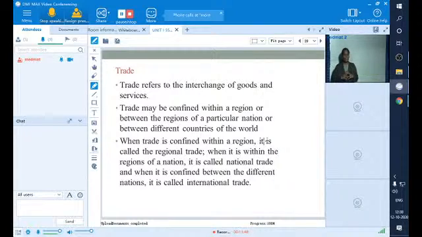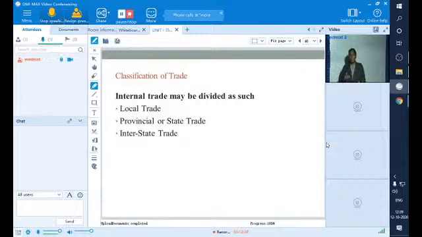When it is within the region of a nation, it is called national trade. So when we trade within a region, we can say it is regional trade, otherwise we can say it is internal trade. If it is international trade, we are going for the global level. We are going for trade practices in a global manner. And now we have the classifications of trade. Three classifications are mentioned here. Internal trade we are going to classify into three: one is local trade, provincial or state trade, or interstate trade.